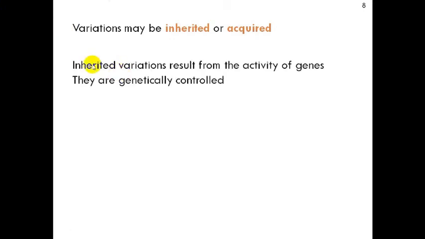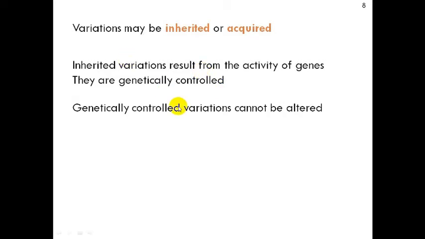Inherited variation can result from the activity of genes that are genetically controlled. Whatever your mother and father have can be passed down to you, so you can get the best of both of your parents. One thing about genetically controlled variations is that they cannot be altered. Examples are the type of hair, being curly or straight, hair color, and eye color, which you cannot change. It is permanent. Regardless of how many times you dye your hair, in the end you will still get back your original hair color.